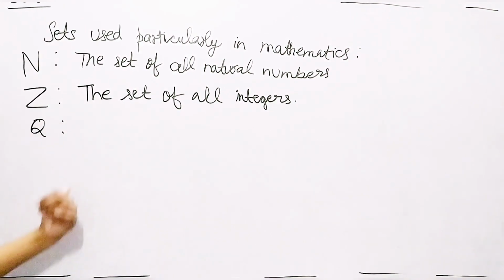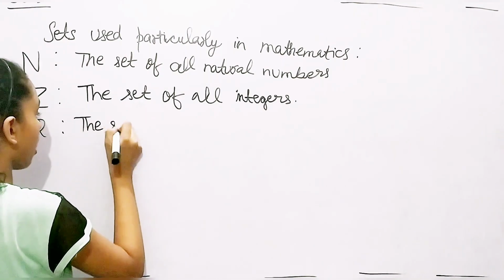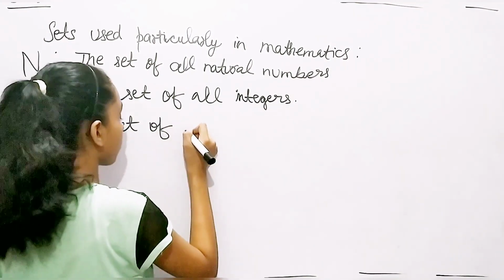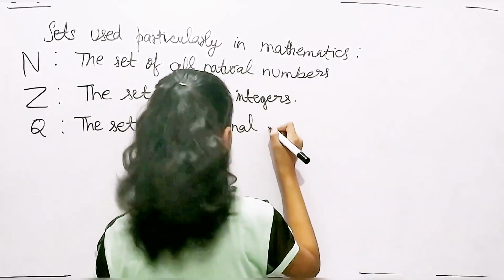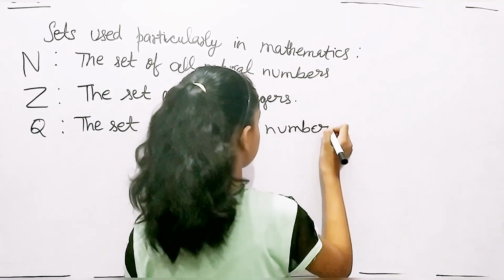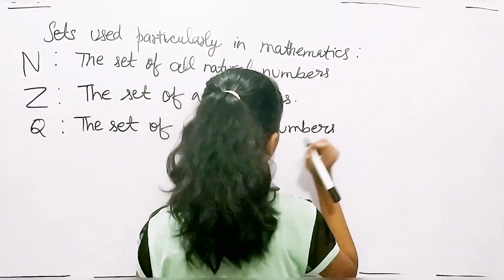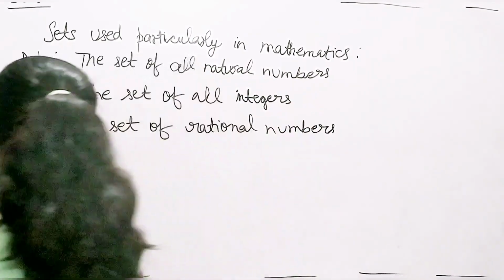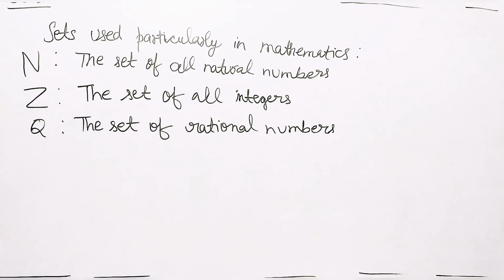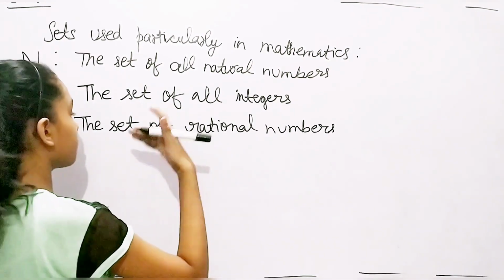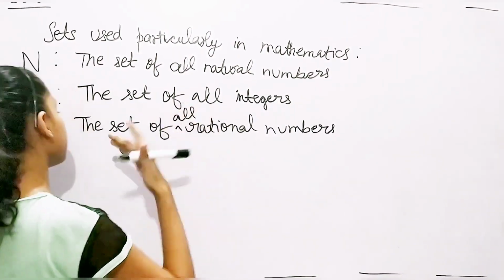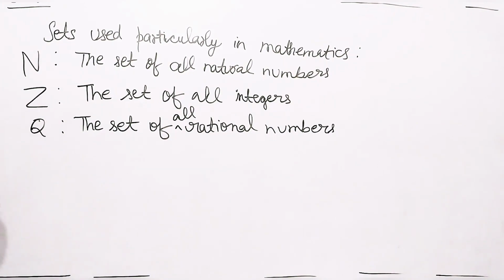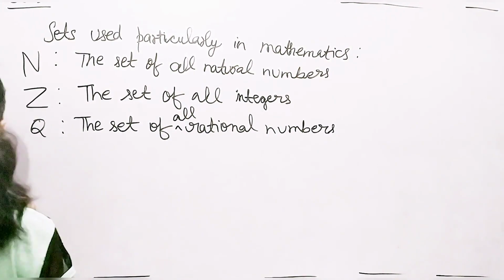The next one is Q. Q is mainly used for the set of rational numbers. So I'm going to write the set of all rational numbers. No need for a full stop. If you want to include "all" you can, and if you don't want that, it's okay. That was just for understanding.